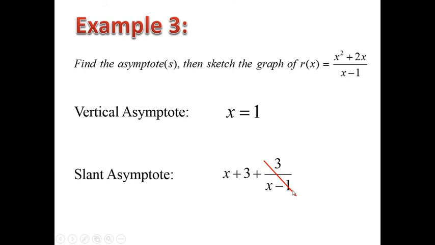As x goes to infinity, the entire remainder fraction goes all the way to 0. So the only thing we're left with for the slant asymptote is x plus 3.